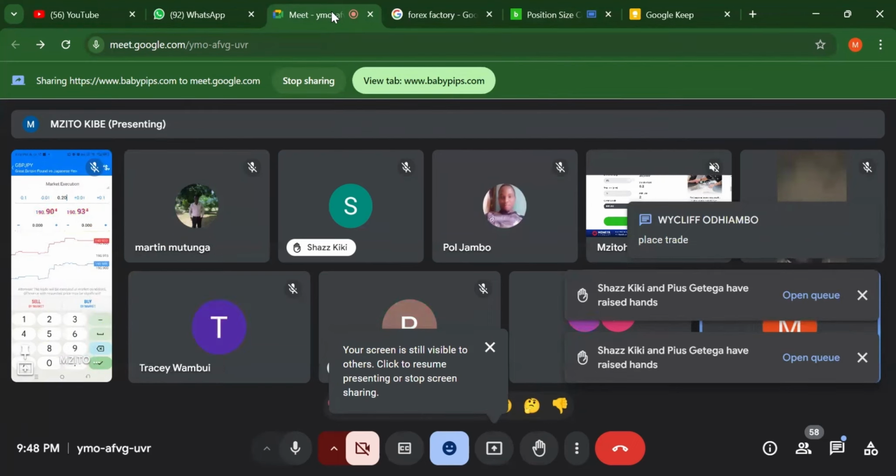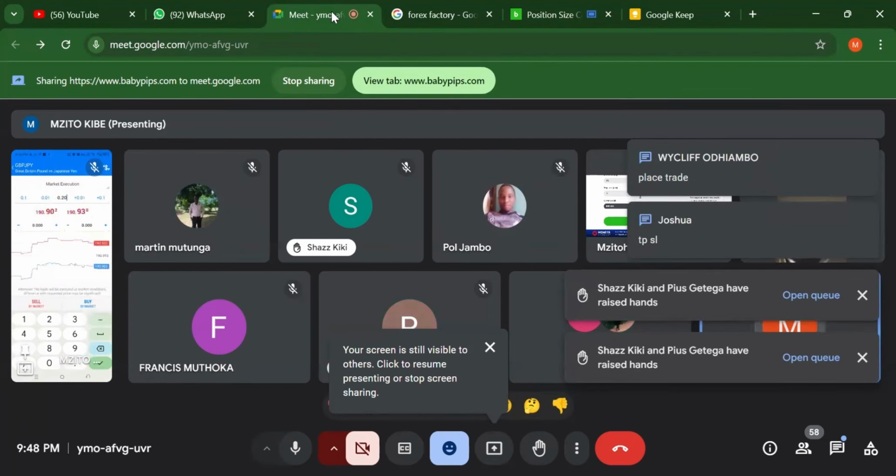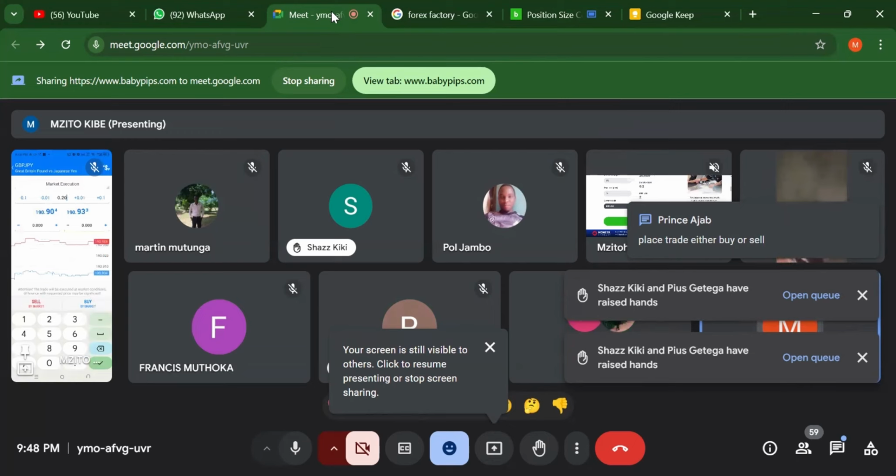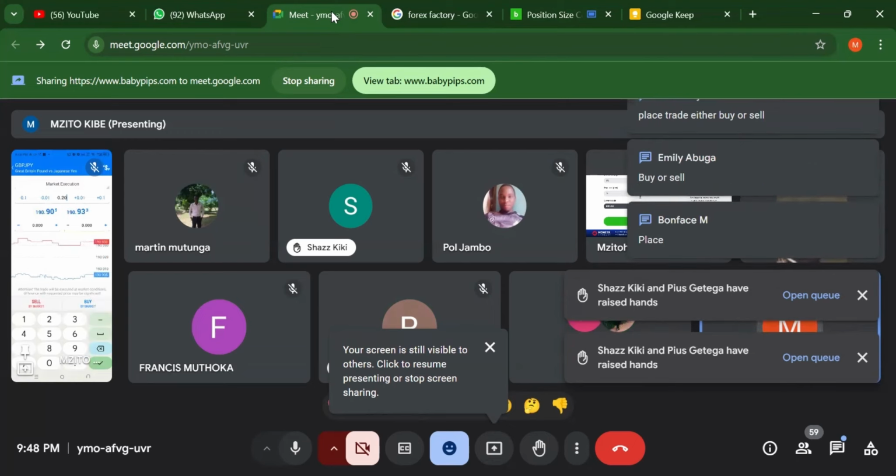Yes, place a trade. Place a trade, either buy or sell. We either place a buy or a sell. So for this case, we are still working with sell today. Tomorrow, I'll use 2 examples of NT5 on a buy. So let me do a sell.